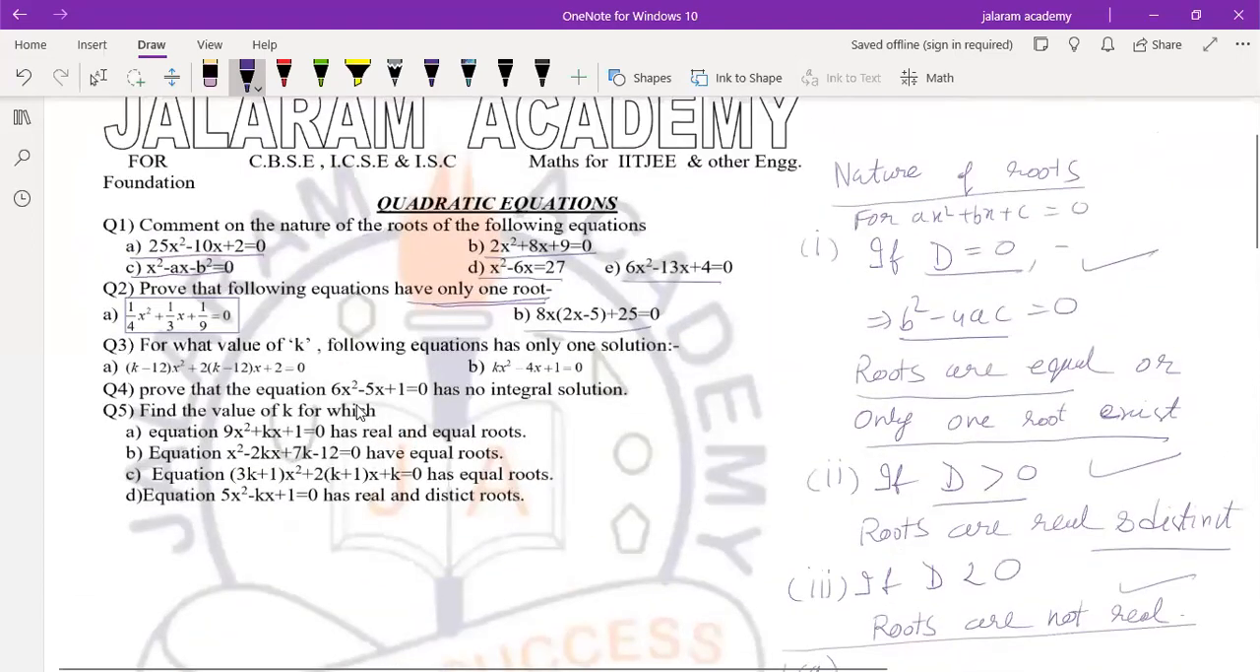Next, question number 3. For what value of k following equation has only one solution? So these questions are also giving the confusions to the students.